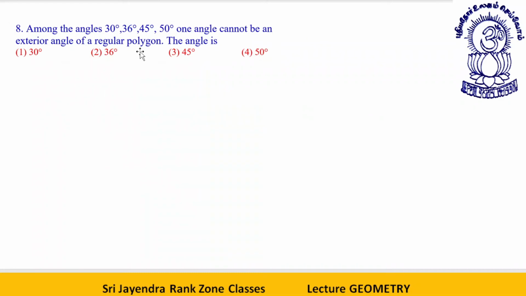Among the angles, one cannot be an exterior angle of a regular polygon. See, a regular polygon has n sides. So the main thing is, 360 divided by this angle should give you a proper integer. 360 divided by x should be an integer for a regular polygon.